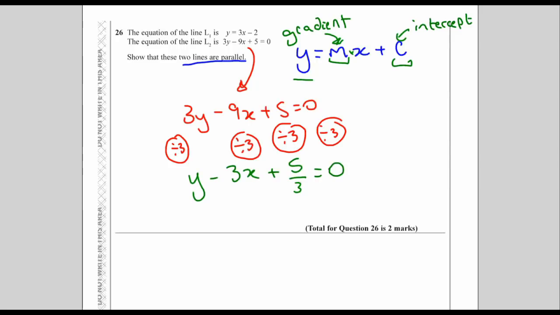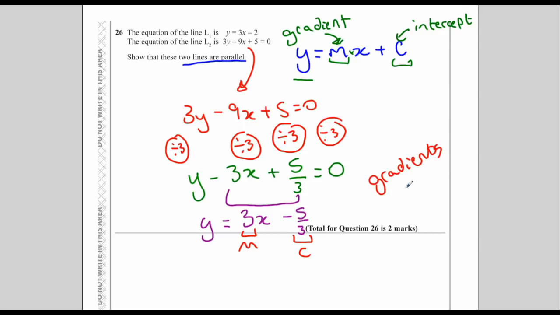Nothing divided by 3 is nothing. If you say to your mates, I've got no money, let's share it out, how much are you going to get each? Nothing. Okay, let's take this stuff to the other side. So, reverse the sign, y equals 3x minus 5 over 3. So now we've got it in the form of y equals mx plus c. Okay, so the gradients are both equal to 3, therefore parallel. Job done.